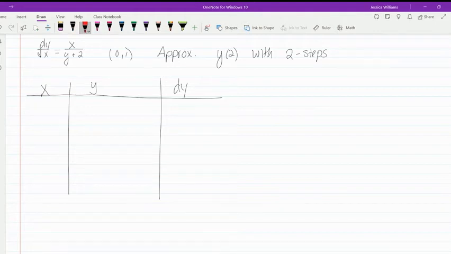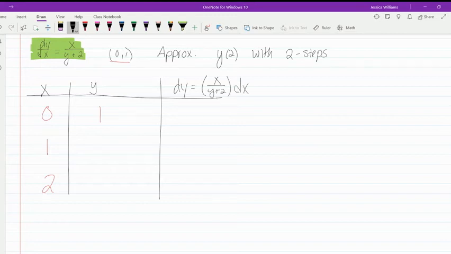I know my x's start at 0 and my y starts at 1 because that was given. I know that I need to get to x equals 2 and I need to do it in 2 steps. So there's 1 step, 2 steps. I don't know my new y values, but I also know this column. Everything I do is coming from this differential equation. If I rearrange, I can solve for dy. dy is x over y plus 2 times dx.